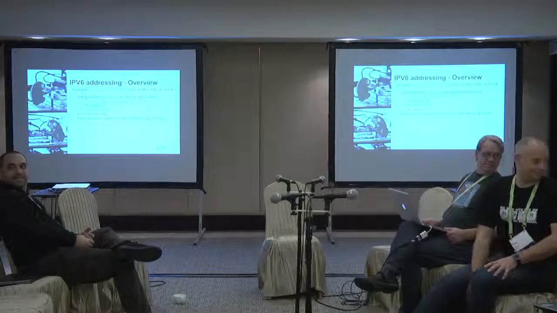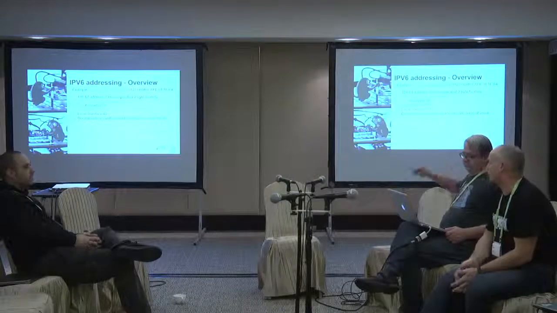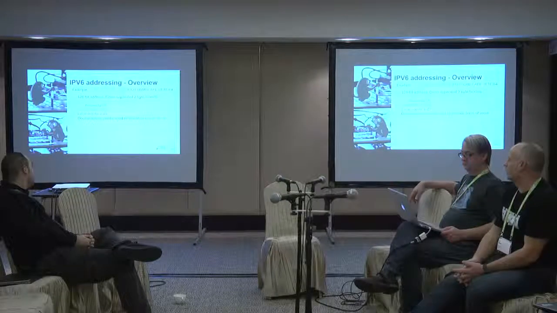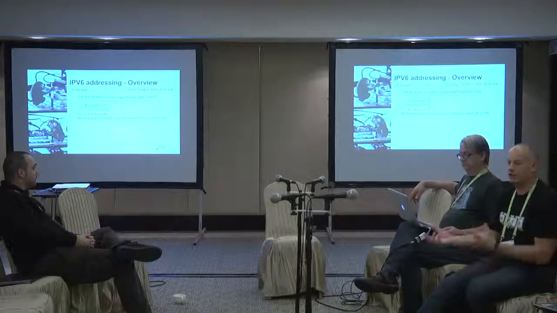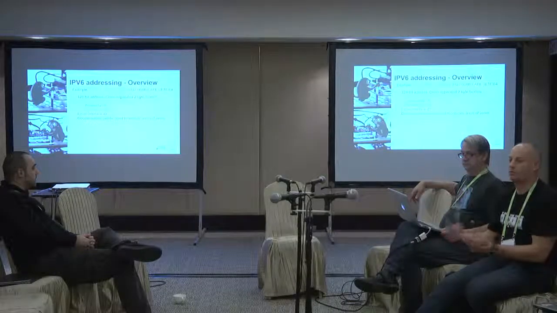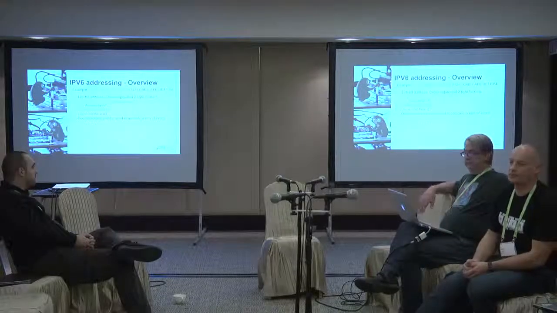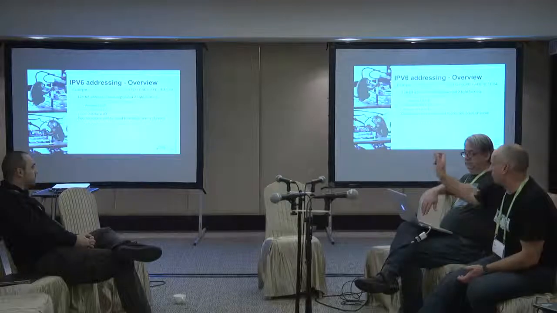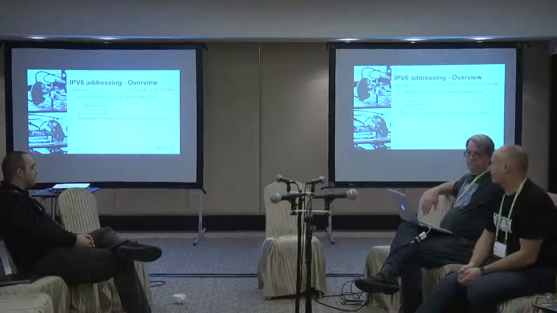Okay, well, basically, we've got the example here. The green numbers are given to you by your ISP. They would be equivalent to your network address in an IPv4 world. The blue numbers are if we wanted a subnet.